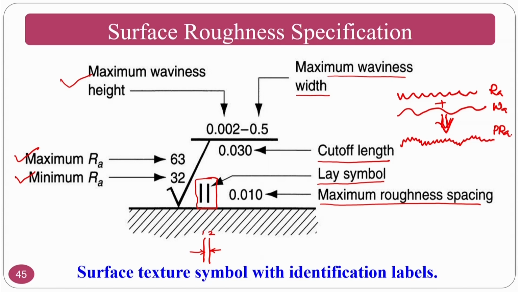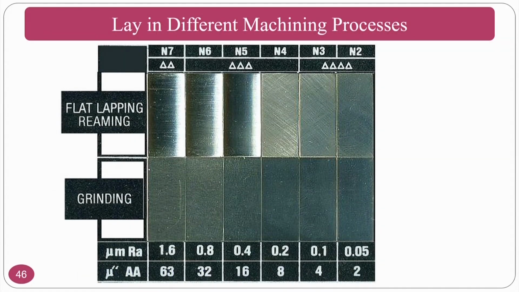If at all you want something still more complex, you can go ahead and see here the flat lapping and reaming surfaces. Normally you can see the lay pattern like this, cross hatch patterns also will be there, and the grinding surfaces also will be there. You can get many types of surfaces, and these are nothing but the lay. You know the value that is called only the roughness value.